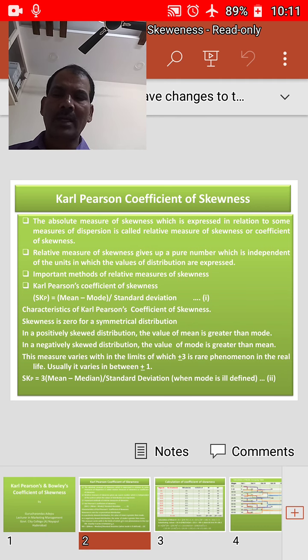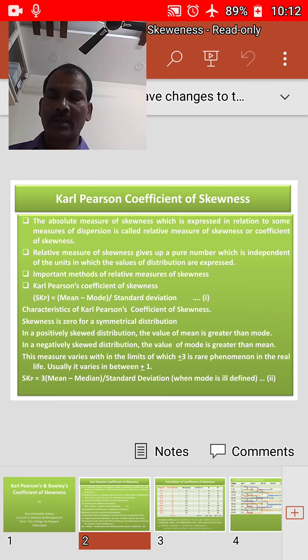Characteristics of Karl Pearson's coefficient of skewness: first, skewness is 0 for a symmetrical distribution. You don't find any skewness for the symmetrical distribution. In a positively skewed distribution, the value of mean is greater than mode. In a negatively skewed distribution, the value of mode is greater than mean. It is vice versa, right?